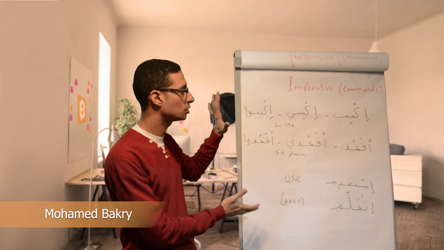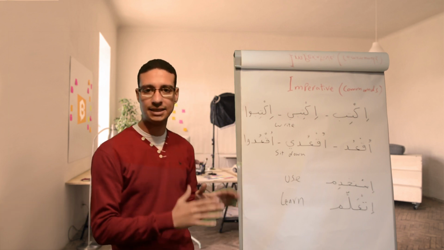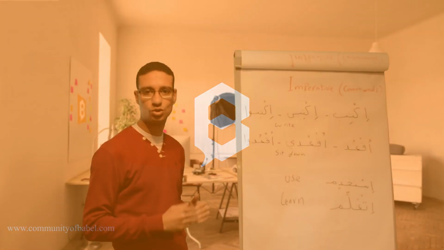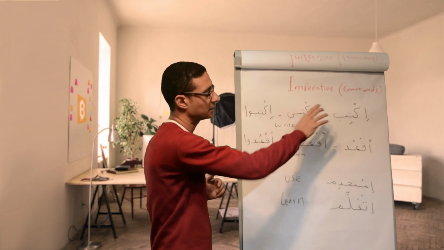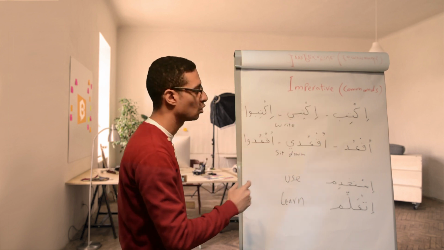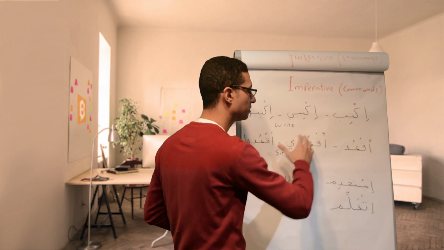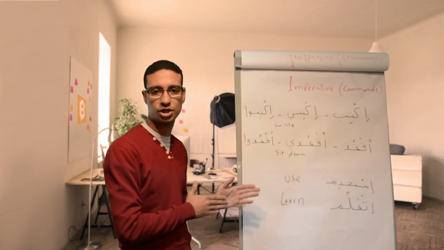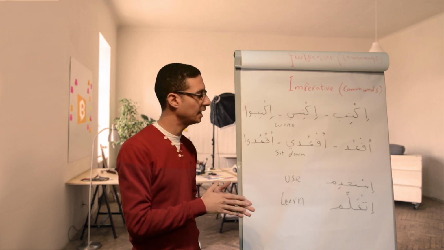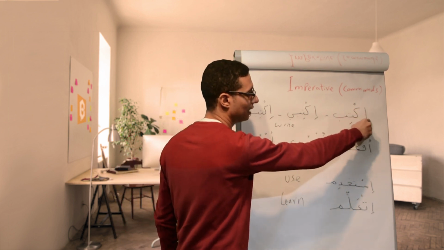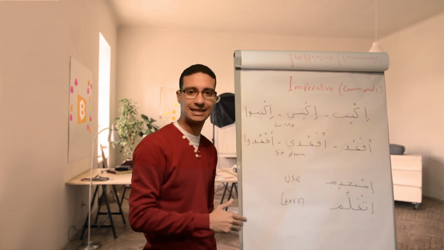Today we are going to study the imperative, the commands in Egyptian Arabic. To form the imperative, the command in Egyptian Arabic, we have to conjugate the verb, for example, a three-letter verb like katab. In the present, yaktib, we remove the ye and we add an alif with kasra, so iktib.